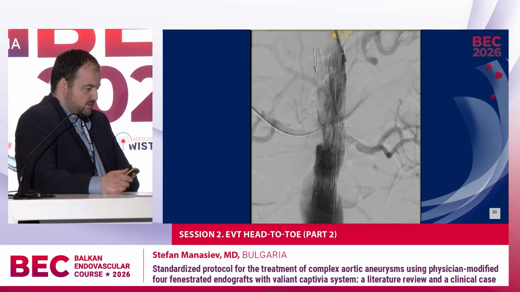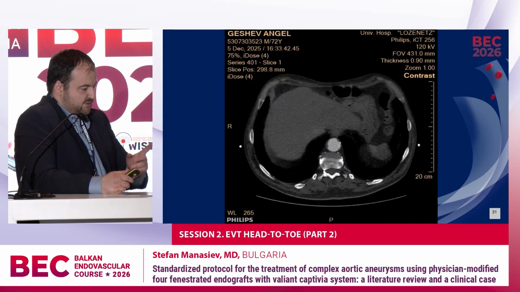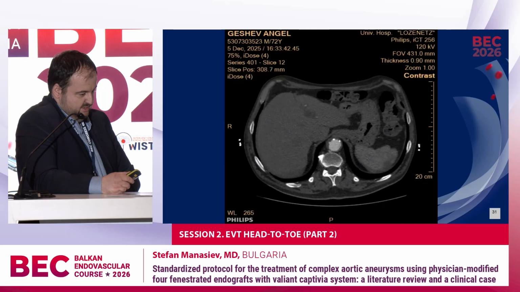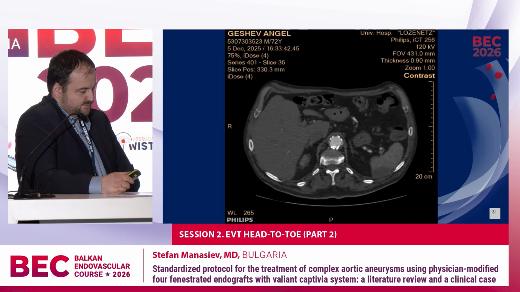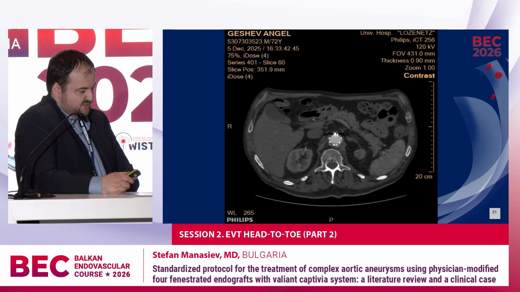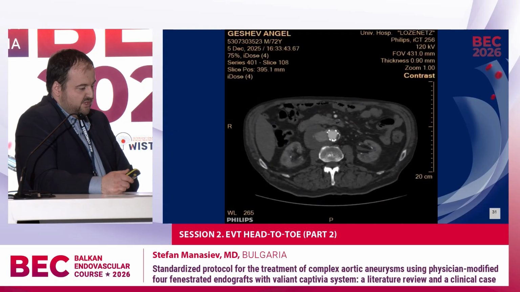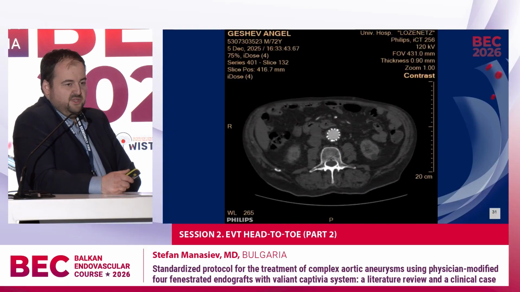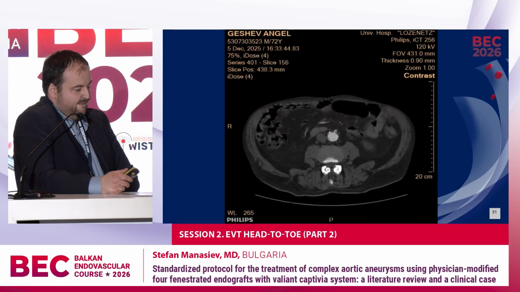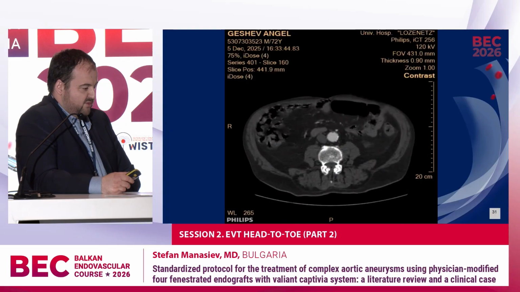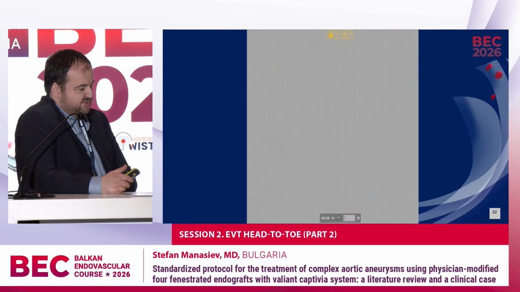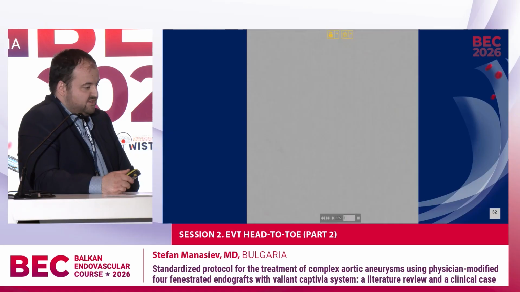This is the result, 30 days after the procedure, post-operative CT. Here we have an endoleak. We thought that this is endoleak type 1, but when we continued the procedure, we understood that this is type 3C.